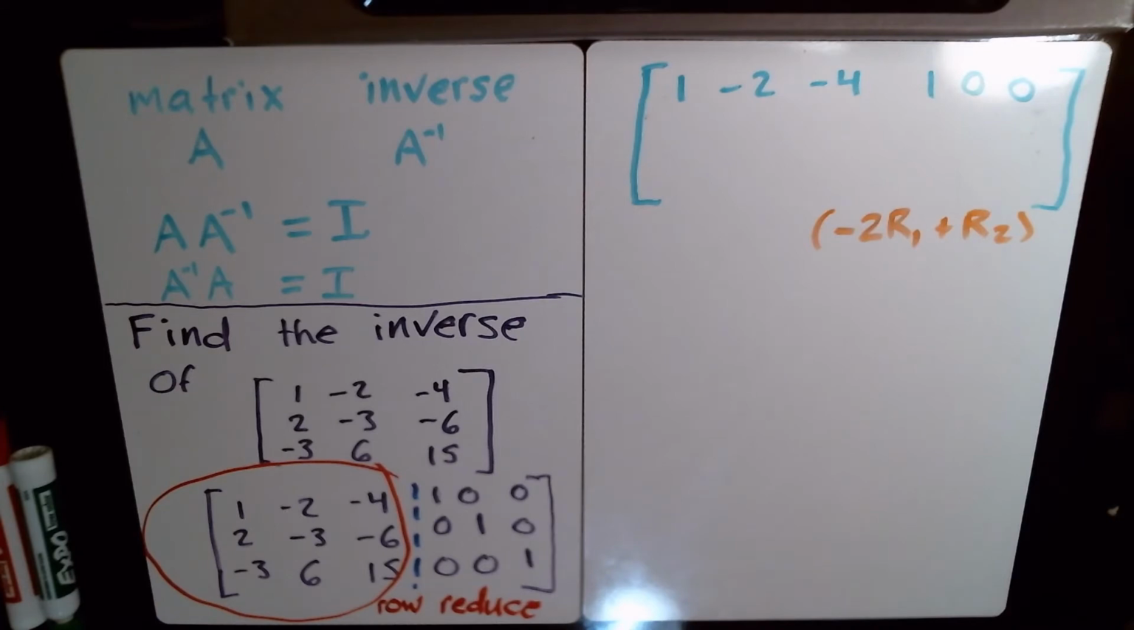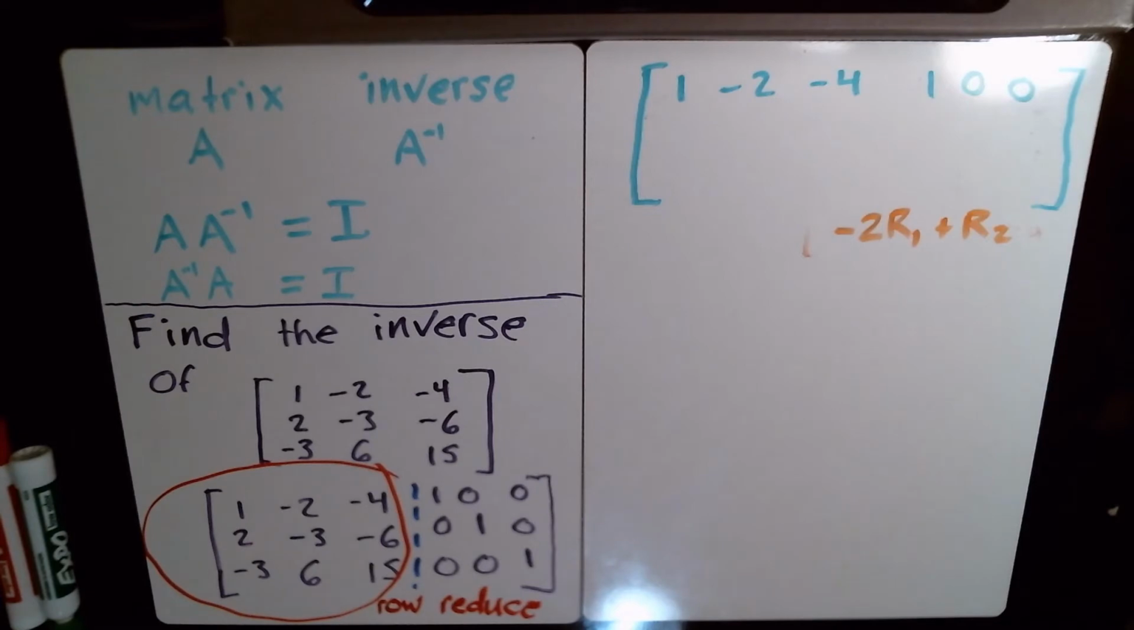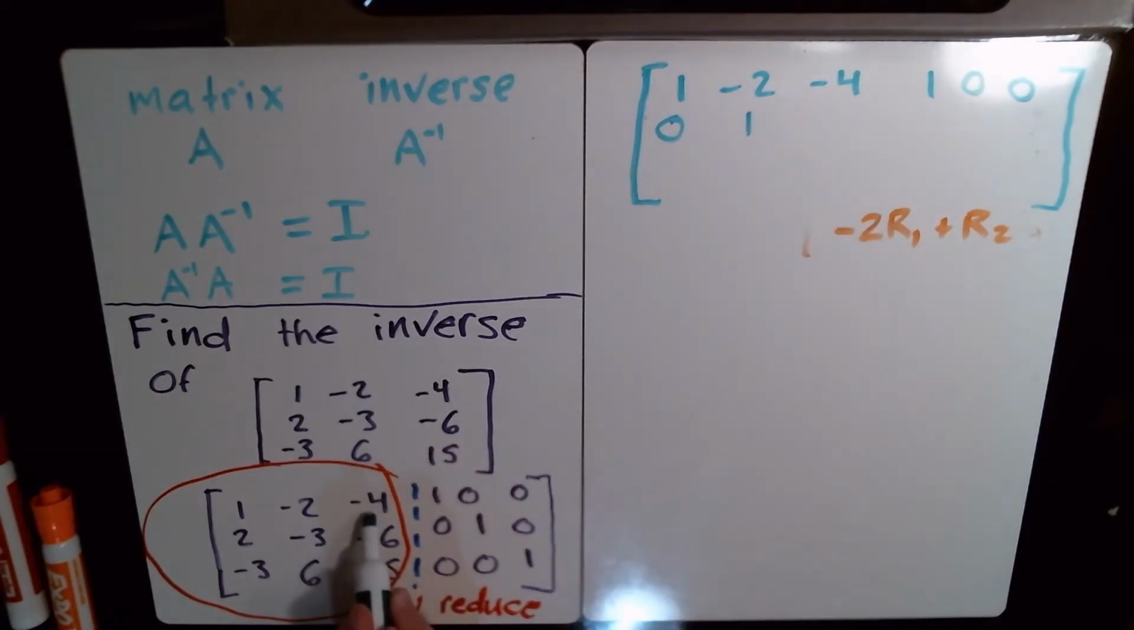I'll maybe put parentheses. You don't need parentheses. I'll just put it like that. Okay, so I'm doing -2 times the first row, and I'm going to add it to the second row. Okay, let me get a green marker. Okay, so -2 times 1, and then +2 is 0. -2 times -2 is 4, plus -3 is 1. -4 times -2 is 8, plus -6 is 2.